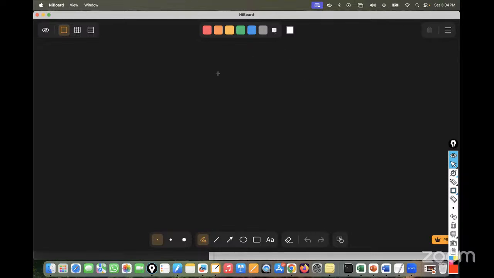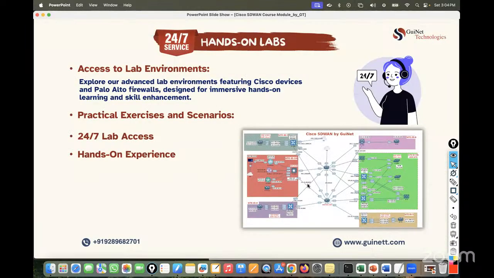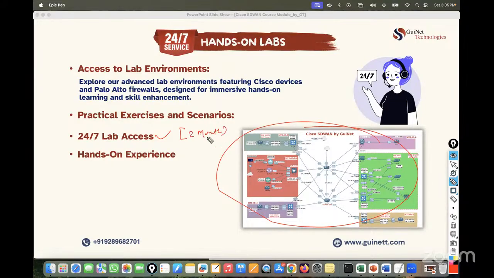Second thing, when we start, these labs are going to be accessible 24/7. So whatever lab I'm sharing, this is going to be 24/7, and it's going to be available for 2 months. Once you enroll and start learning, you're going to get 2 months of lab access, and then you can start your hands-on practice. This is about the lab.